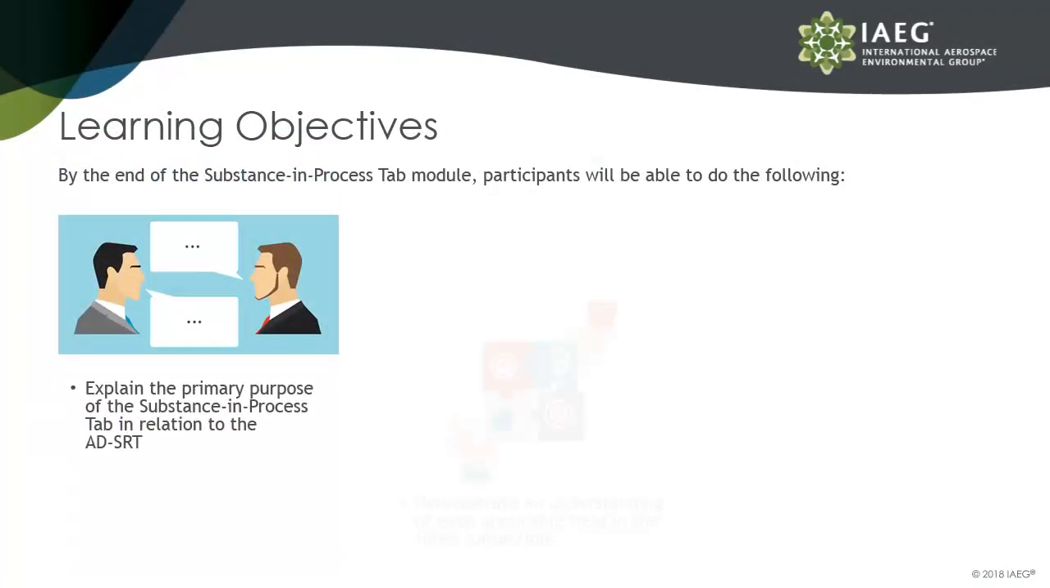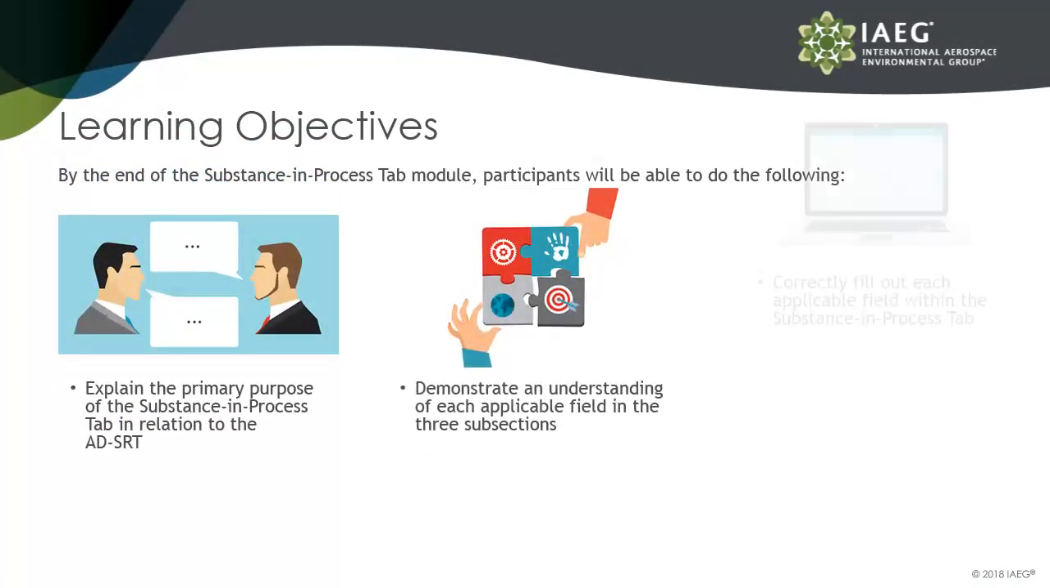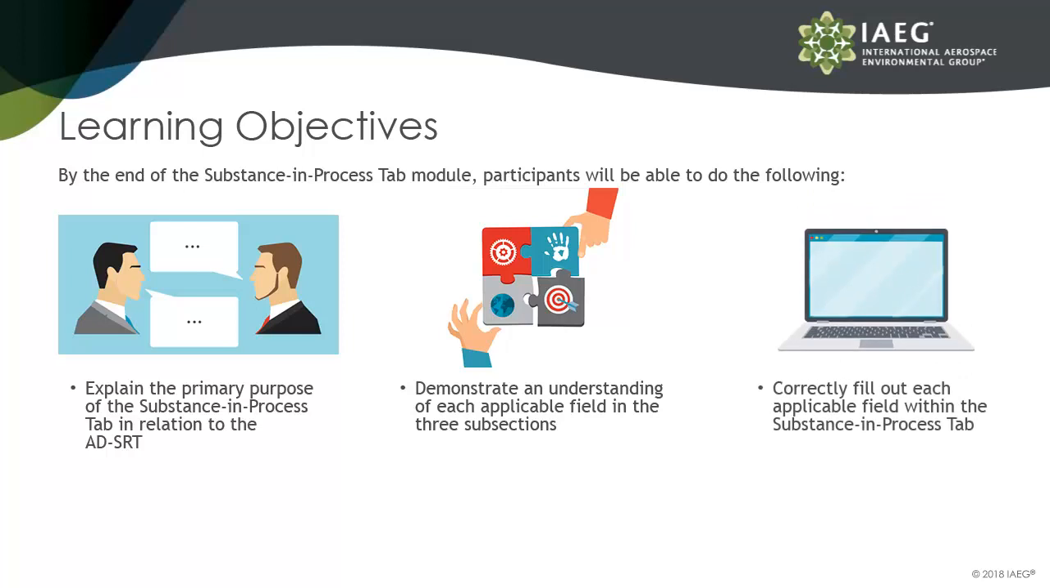By the end of the Substance and Process tab module, participants will be able to do the following: explain the primary purpose of the Substance and Process tab in relation to the AD-SRT, demonstrate an understanding of each applicable field in the three subsections, and correctly fill out each applicable field within the Substance and Process tab.